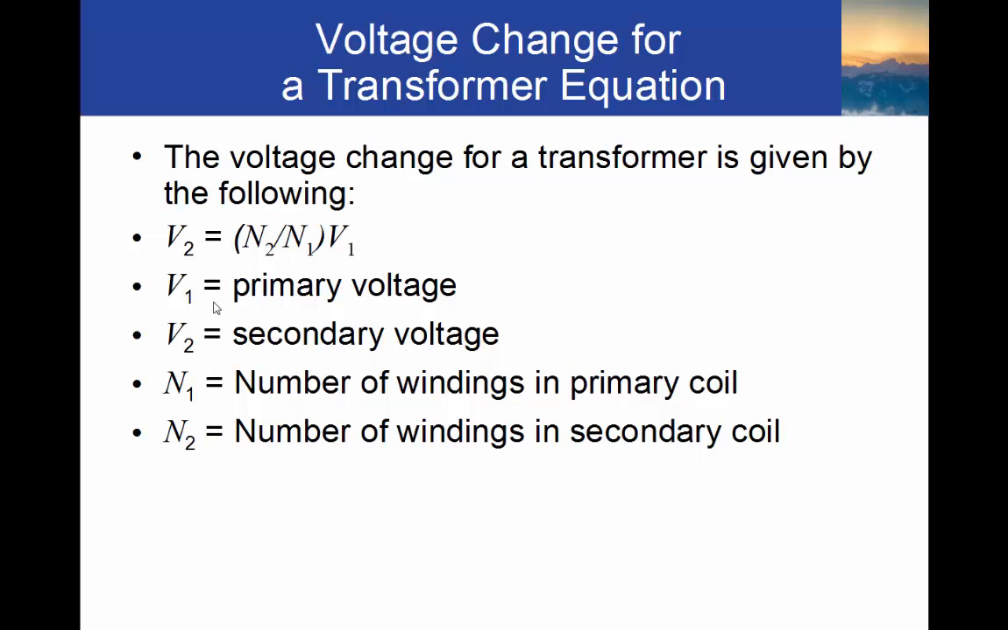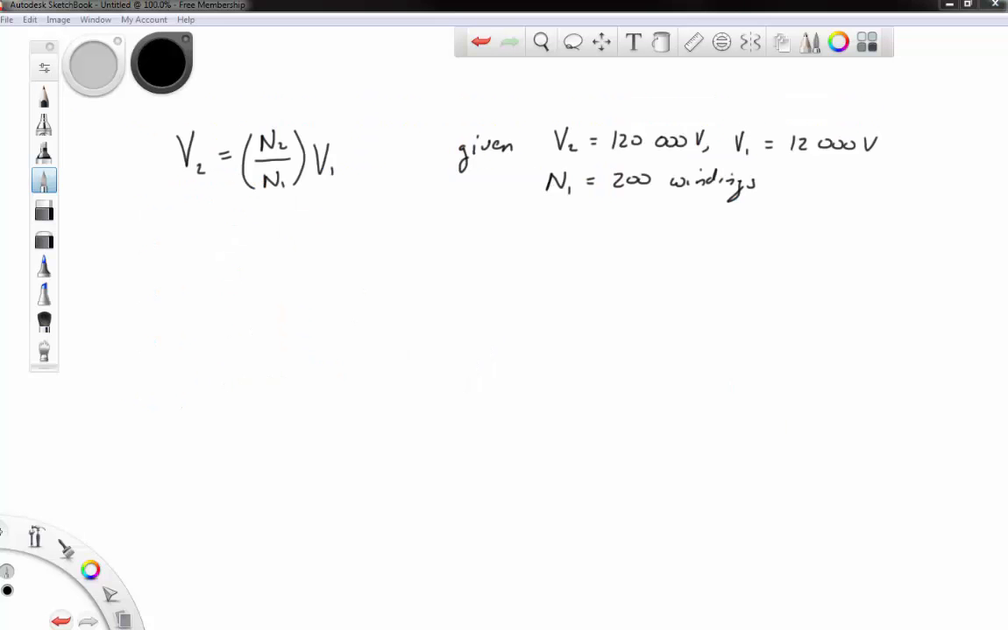So to solve for this, we use the voltage change equation for a transformer. That's the one that says that the output voltage is the output windings over the input windings times the input voltage. Or if you want, the secondary voltage is the number of windings in the secondary coil over the number of windings in the primary coil times the primary voltage.